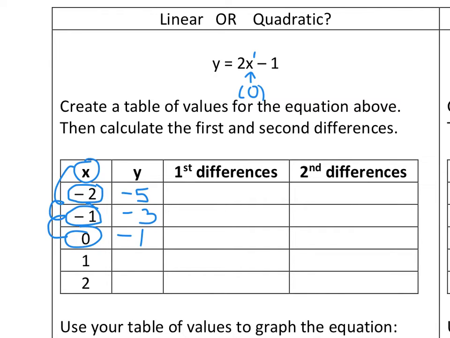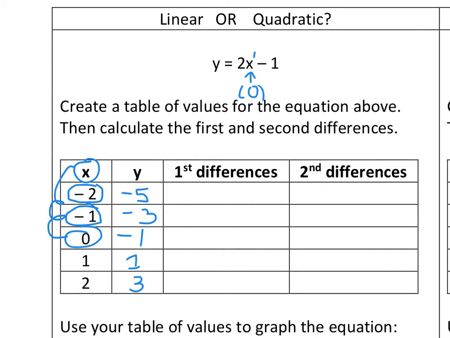Okay, so then we'll finish it off here. 2 times 1 is 2. 2 minus 1 is 1. 2 times 2 is 4. 4 minus 1 is 3. And now we'll do some exploring.